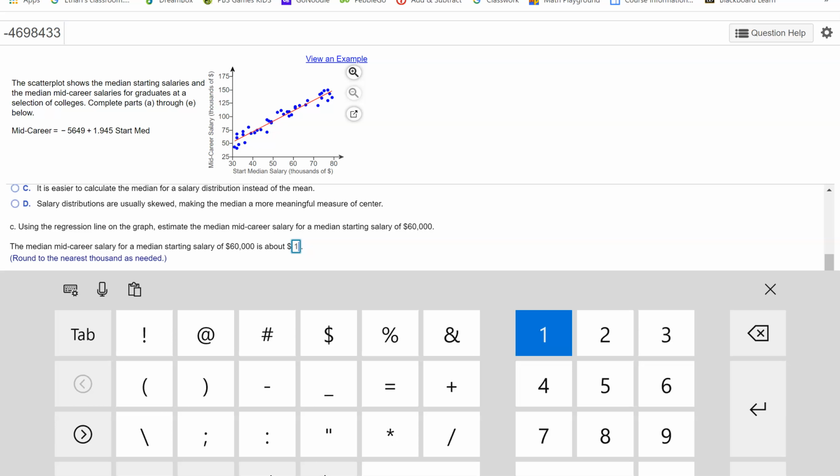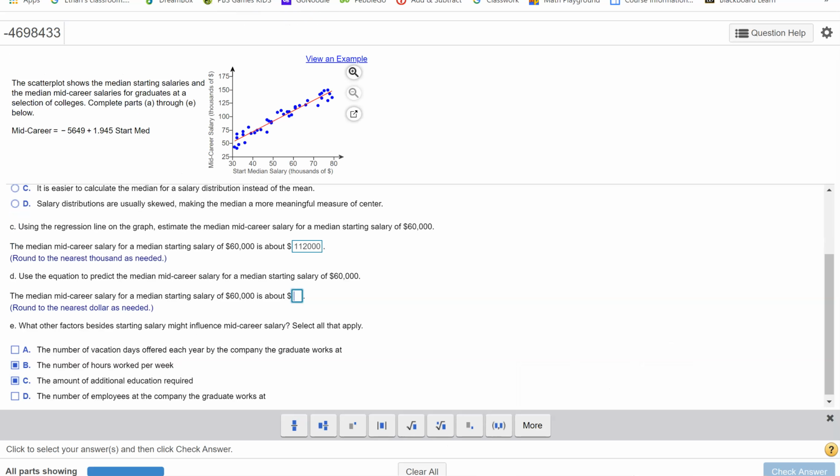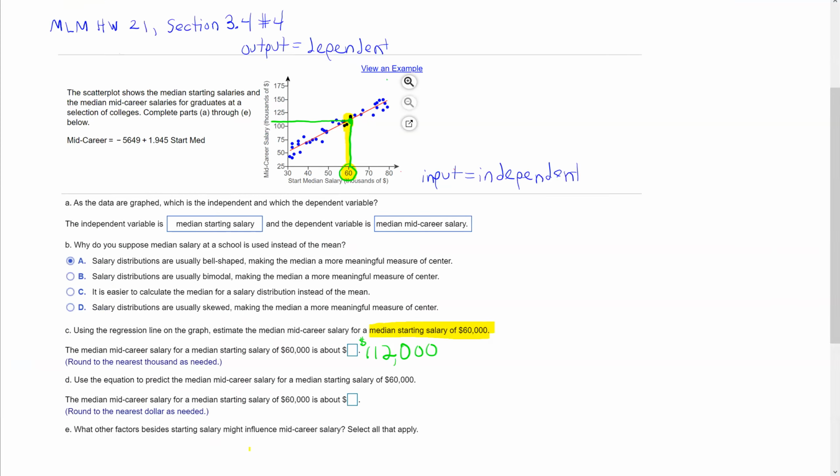So 112,000. Oh, I have to go all the way to the end before it'll tell me if I'm right or wrong. That's fun. Okay, well, let's just find the next answer real quick. We'll see if that one turns out to be right.